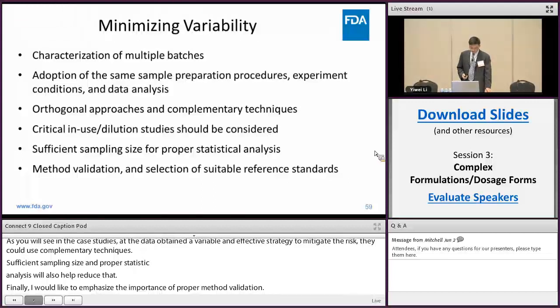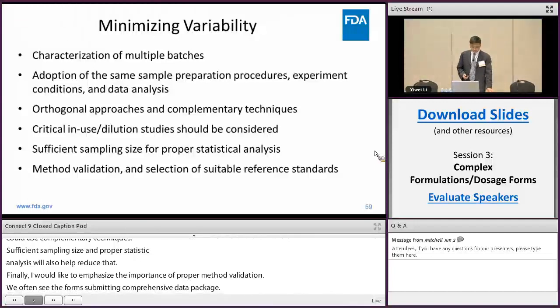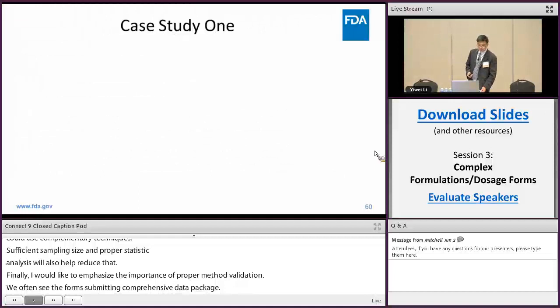The information cannot be properly assessed because without this validation information, we have no idea how the method performed. Given the variability we are dealing with, it is important that the firm provide method validation information or calibration information for the analytical methods used for physicochemical characterization efforts. All right, with those discussion points, let's go into the case study.